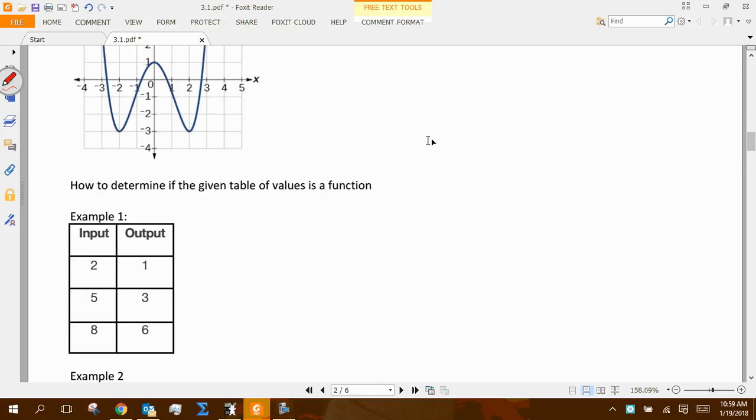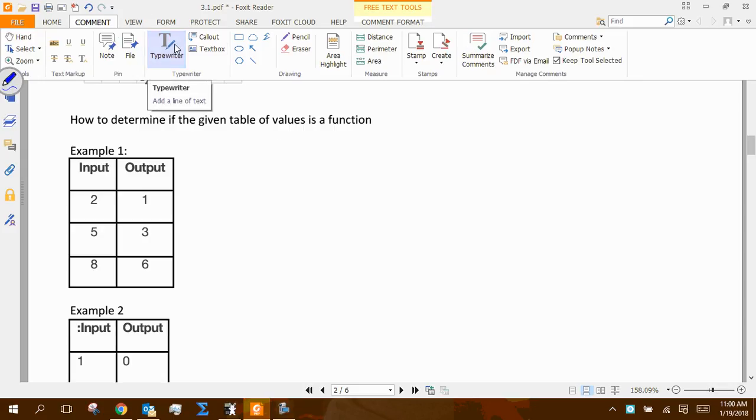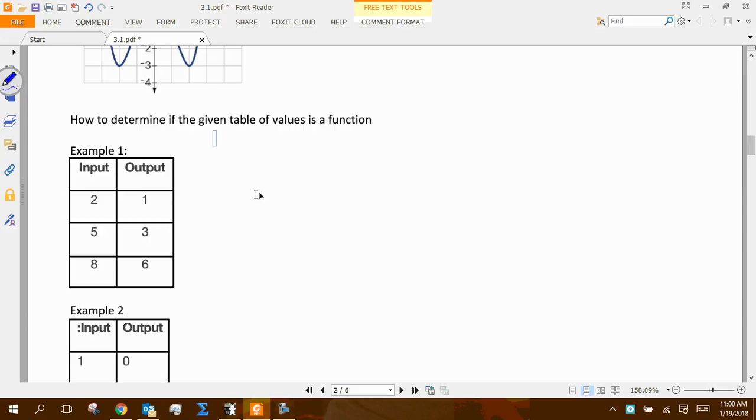Here it says how to determine if the given table of values is a function. And here what we're going to look at is the idea that when I have an input, am I getting a different output for the same input? Okay, and that would violate being a function. Okay, so we're looking here. Maybe I'll write this for you, and this will allow you to determine that it's not a function.